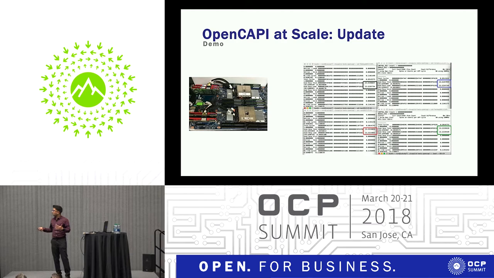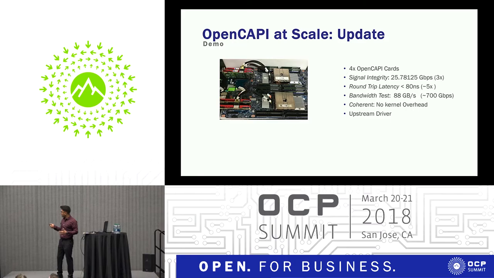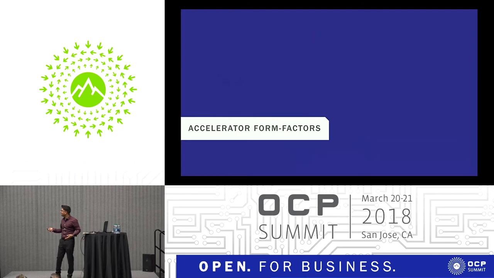To summarize that demo, we have four OpenCAPI cards trained at 25.78125 gigabits per second, which is 3x faster than PCIe Gen3, as I pointed out earlier. A round trip latency of 80 nanoseconds, which, depending upon how you measure it, is 4 to 5x lower than some generations of PCIe. I just told you about the bandwidth test. And there's no kernel overhead for doing memcopies, and they also have an upstream driver. These three things are a trifecta, essentially. All the things you need to accelerate your workload are here, and they're supported on this server via OpenCAPI. That's pretty amazing, that you can actually do that today. I'd call OpenCAPI basically a faster and cooler PCIe, with an upstream driver.